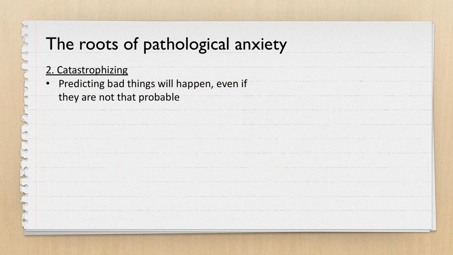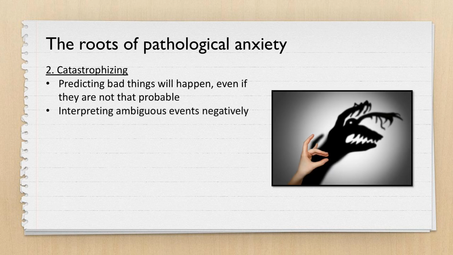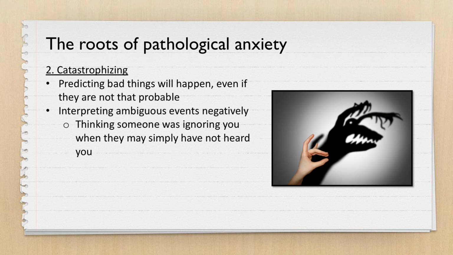Anxious people also tend to have a different way of thinking. They are prone to catastrophic thinking. In other words, predicting terrible events despite low probability. They are also prone to interpret ambiguous situations negatively, thinking someone was ignoring you when they may simply have not heard you.